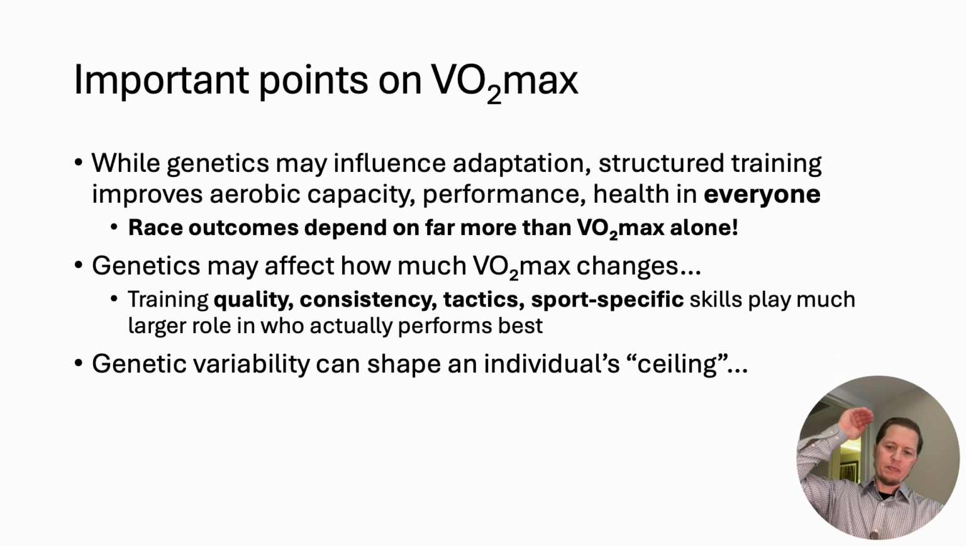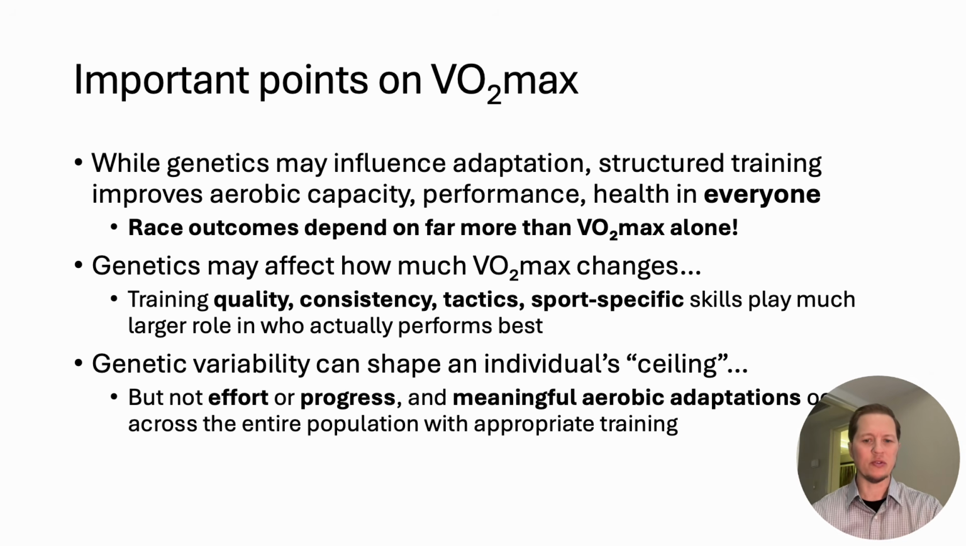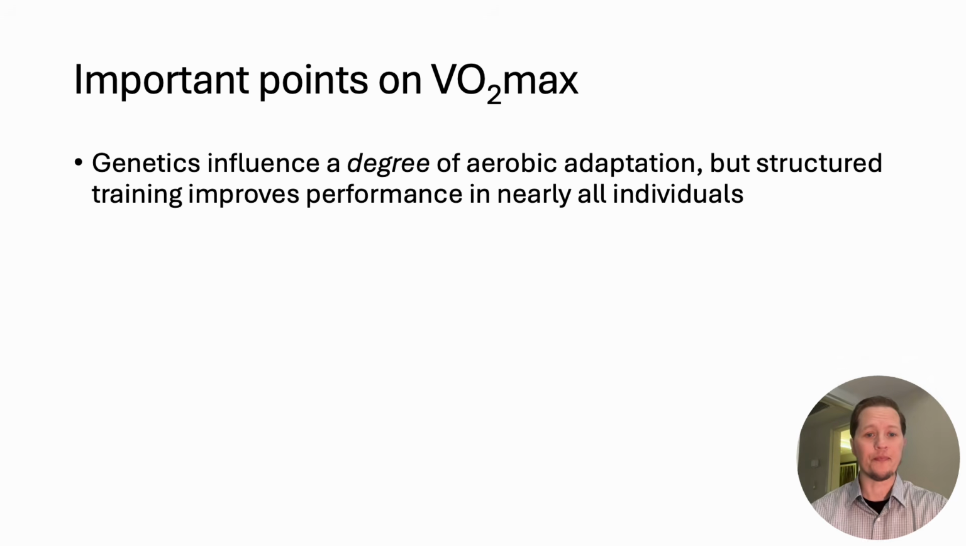So again, some more ways to think about this. That top peak VO2 max ceiling, those random people out there that can hit the 80s and 90s in terms of their VO2 max, may exist due to genetics, but it's not the effort. It's not the progress that you make in your training. It's not those meaningful aerobic adaptations. That's going to affect the entire population equally with the appropriate training.